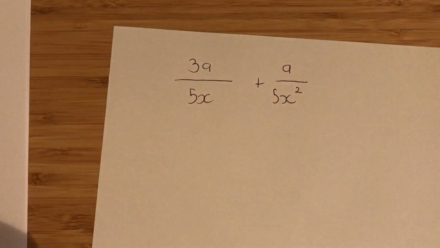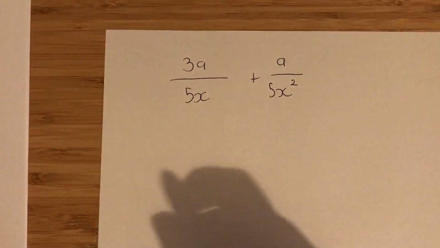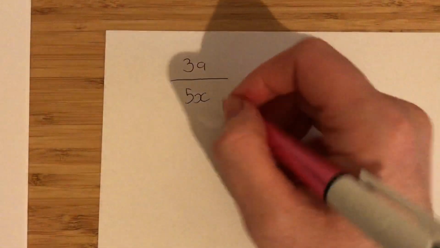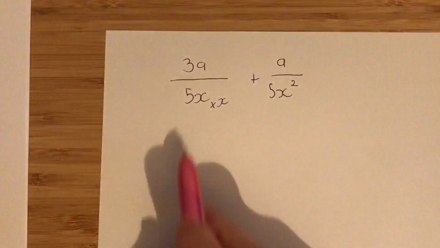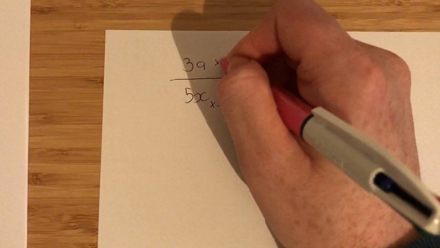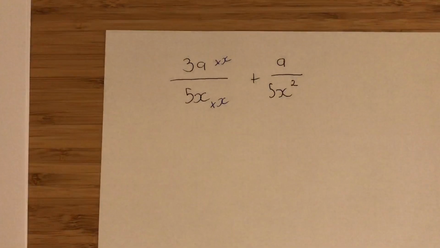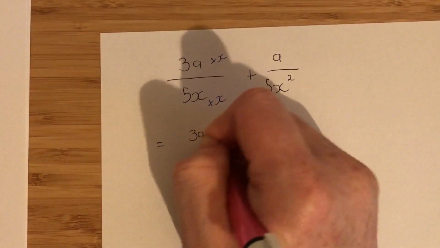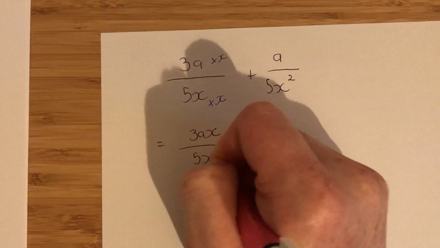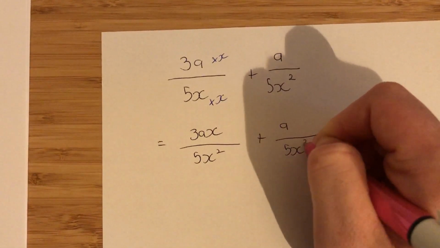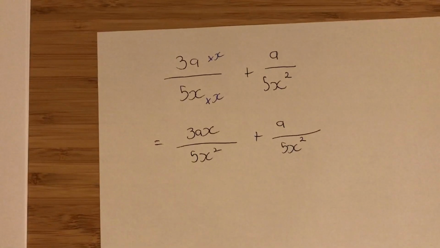So actually to get the common denominator here, the easiest thing, which is always good to look at, you don't always have to multiply them by each other, will just be to multiply this one by x so that we have 5x squared, and we can leave this one exactly the same. And then I'll multiply this one by x as well. So on the next line, I'm going to have 3ax over 5x squared plus a over 5x squared. Just makes it a little bit easier.